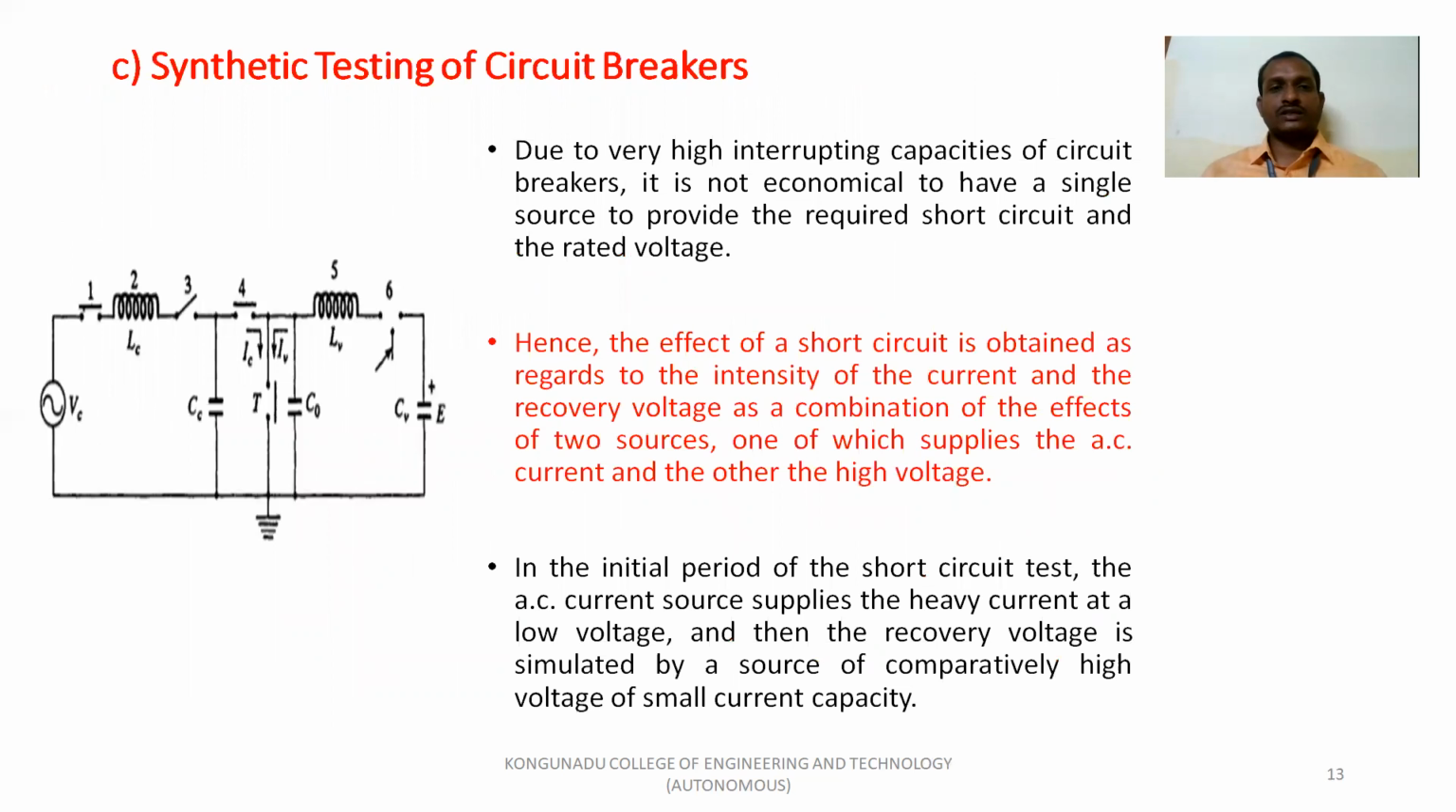Synthetic testing of circuit breaker. A single source is not enough to produce the rated voltage and short circuit current, so we use a combination of two sources. One source provides high voltage with low current, and the other provides low voltage with high current. With the combination of these two sources, we are able to provide the rated short circuit voltage.